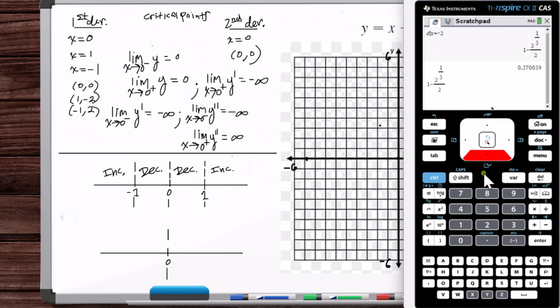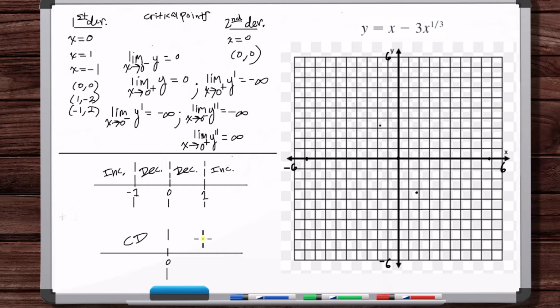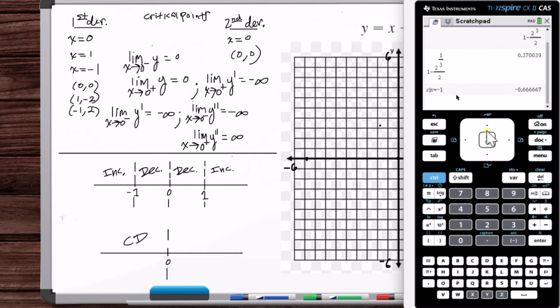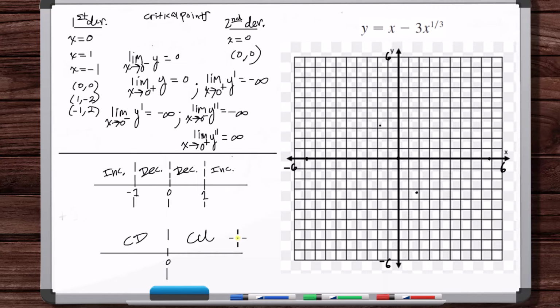So, okay, x is equal to -1. So here it's concave down, and then here it's concave up. All right. Okay, so local maxes and mins and inflection points.